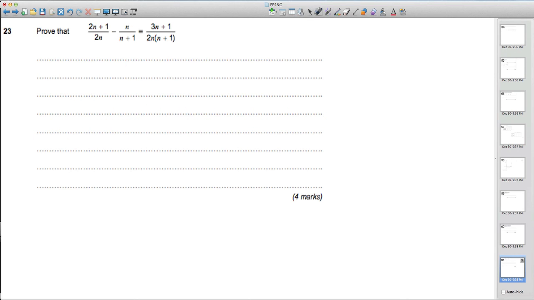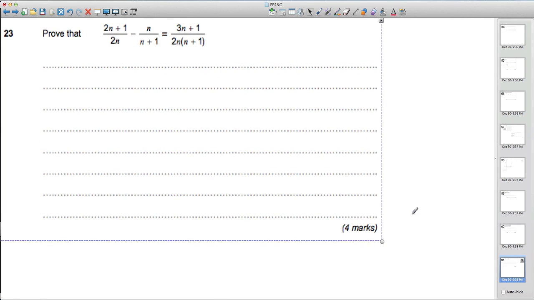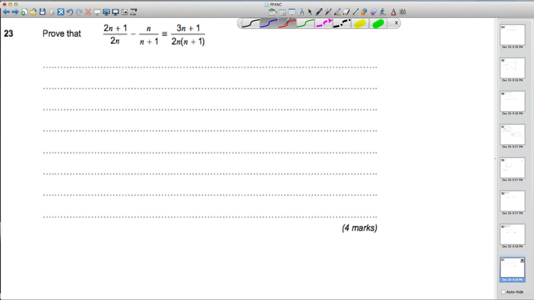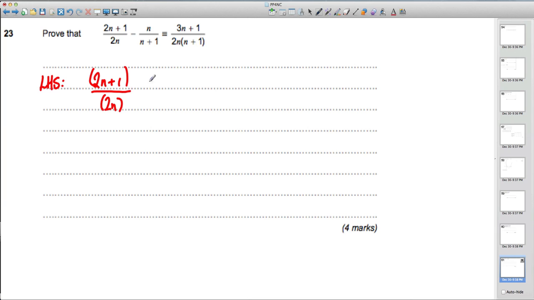Okay, prove that the following is identical to this. Start with the left-hand side and let's manipulate the left-hand side till we get the right-hand side. The left-hand side is (2n plus 1)... Put brackets around everything when you copy out the question. Subtract n over n plus 1. This will encourage you not to make mistakes when you're cancelling or multiplying.